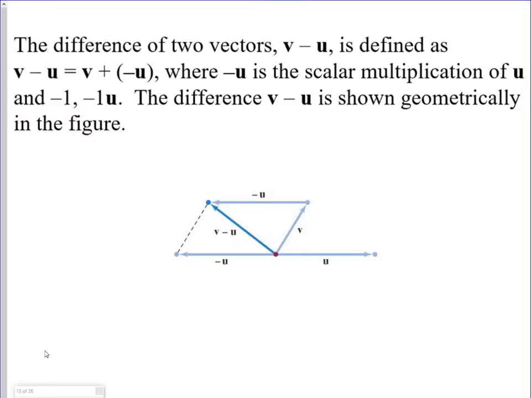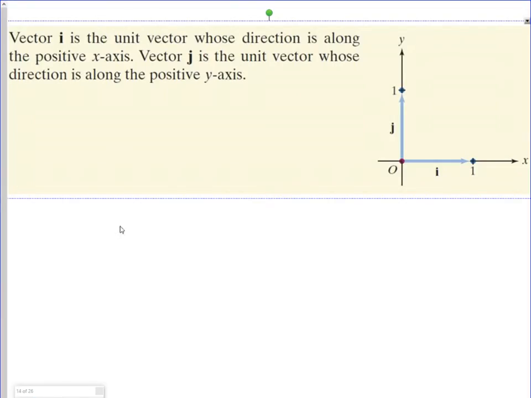You can call it that. Okay, all right, I's and J's. I's are on the X, J's go up and down.